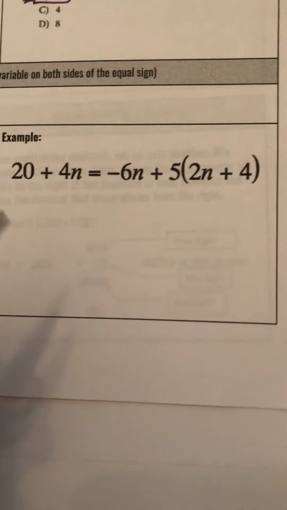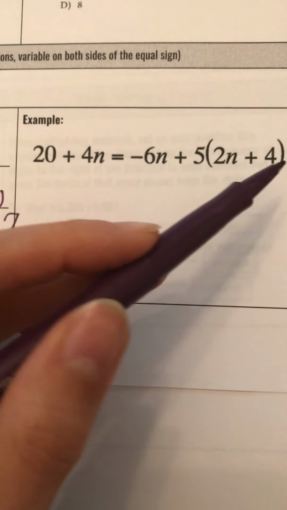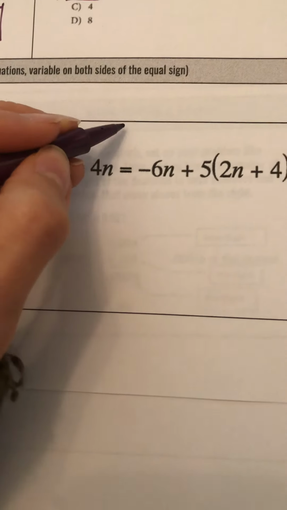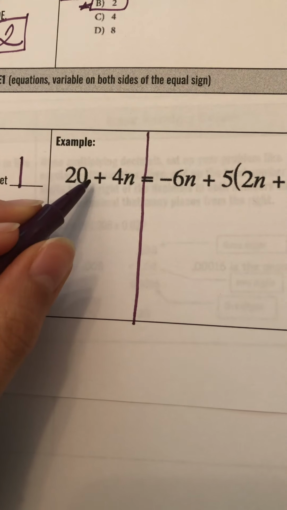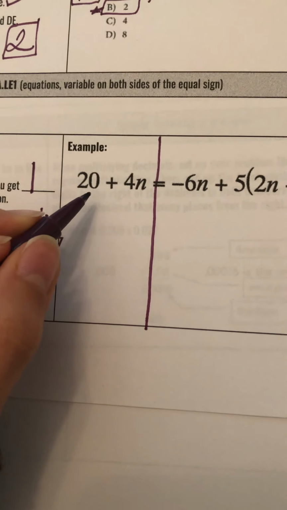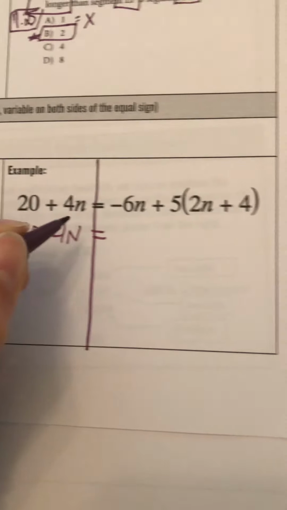Now let's take a look at our example. I have 20 plus 4n equals negative 6n plus 5 times the quantity of 2n plus 4. Let's go ahead and do our steps, draw a line down through the equal sign. Do I need to distribute anything on the left? No, and I also do not need to combine. So I'm just going to go ahead and drop exactly what's on the left back down.